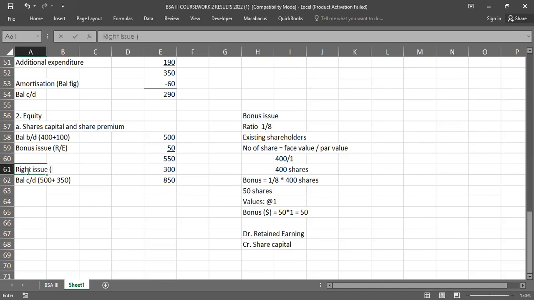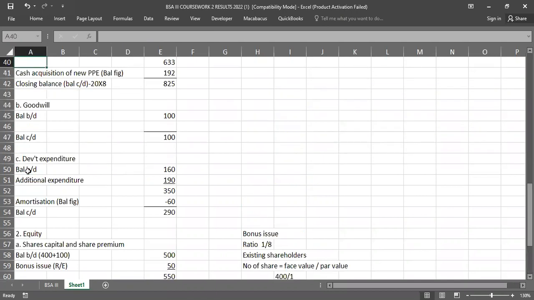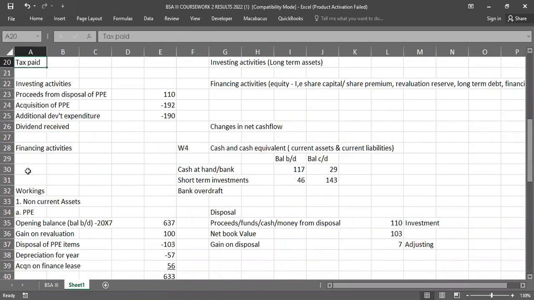Now rights issue, like I already said, it's a cash flow item. So we know that we increased our cash flows by 300 because of issuing of shares, under financing, because it is an equity item. So you come under financing, therefore, and you say proceeds. Say the proceeds, or you can say money or funds from the rights issue. Okay, it was 300, and it's money received, so 300 positive.